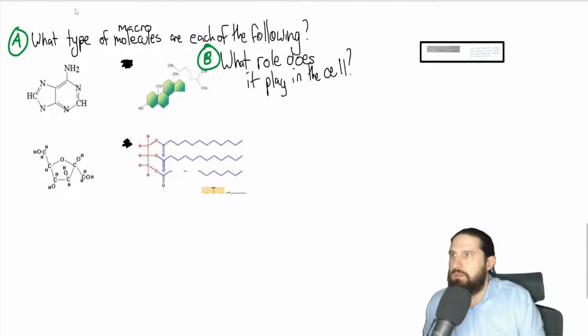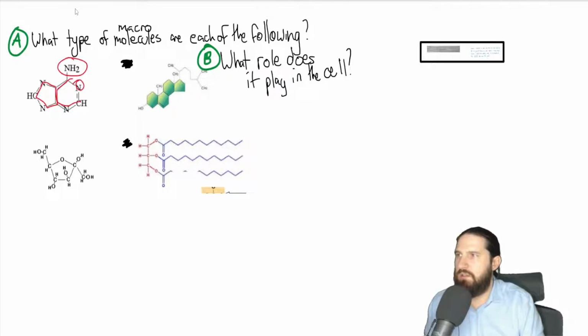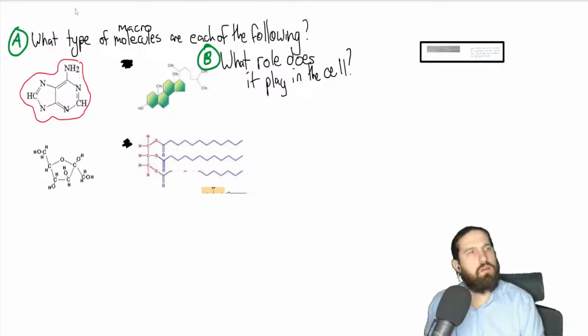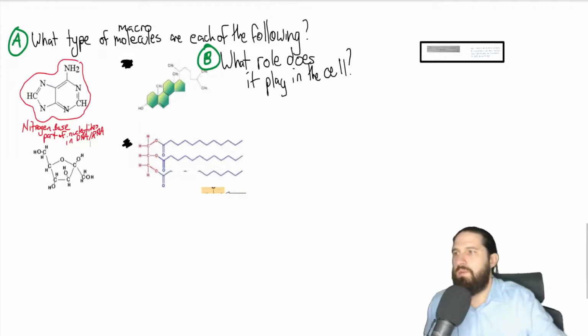Okay, so let's do this in red. We see nitrogens. We see a double ring. Nitrogen's in those rings, right? This is a nitrogen base in DNA or RNA. Okay? So this is called a nitrogen base. It's a part of a nucleotide in DNA and RNA. So that's kind of part of what role does it play, right? But we'll expand on that too.